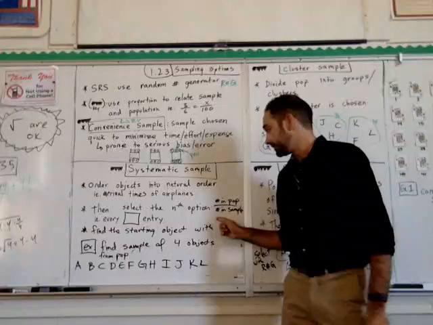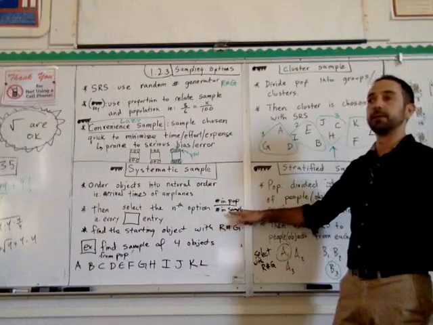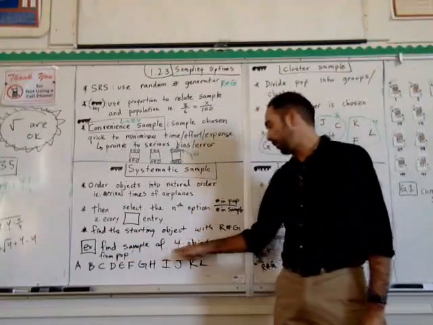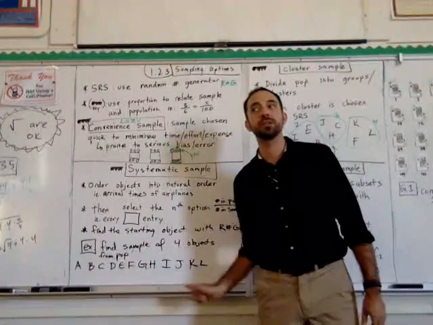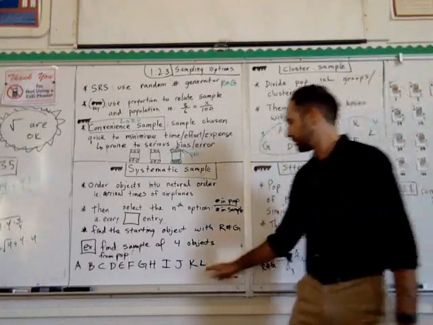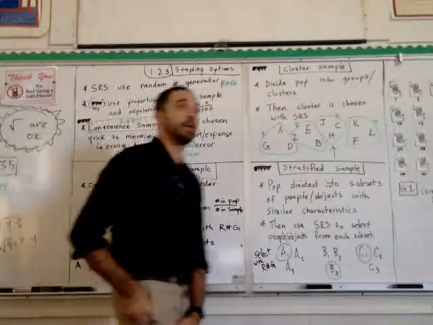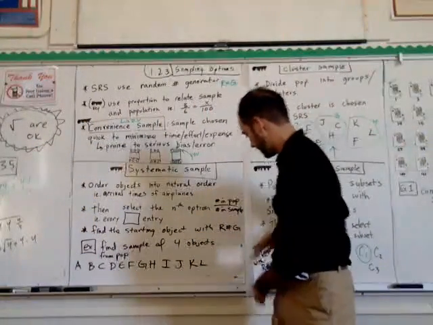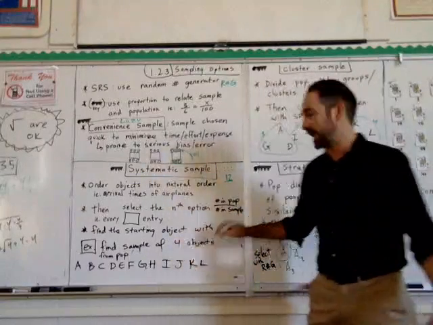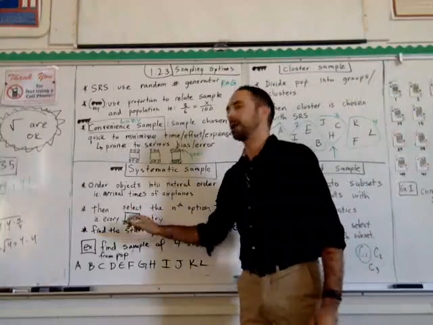Actually, the increment is going to be the number in the population divided by the number in the sample we're seeking. So we look here. For this example, we want to find the sample of 4 objects from the population. How many are in our population here through L? 12. So I know that my increment here is going to be, I'm going to put my population as 12. I want to have 4 objects in my sample, so then my increment is going to be 3. We're going to select every third entry.